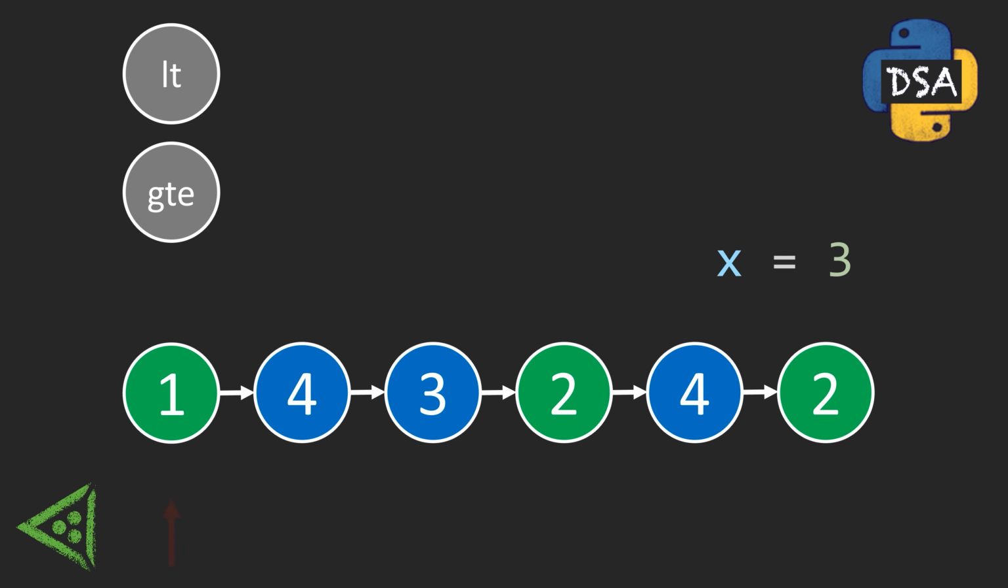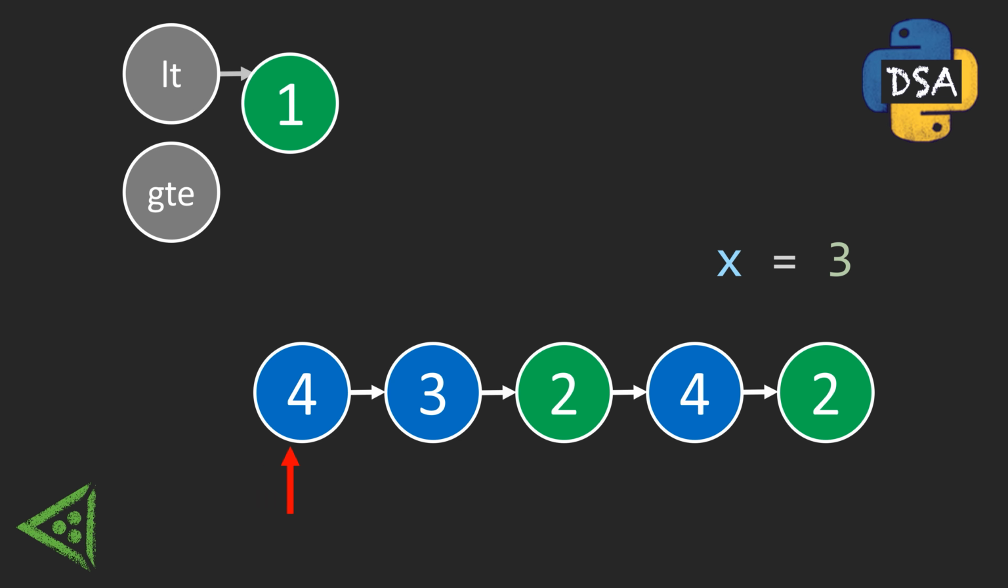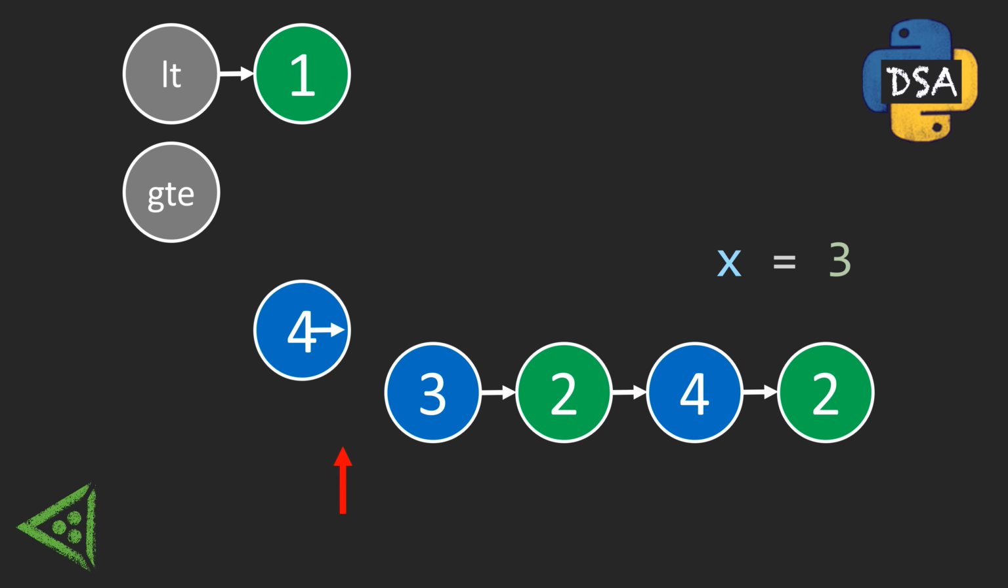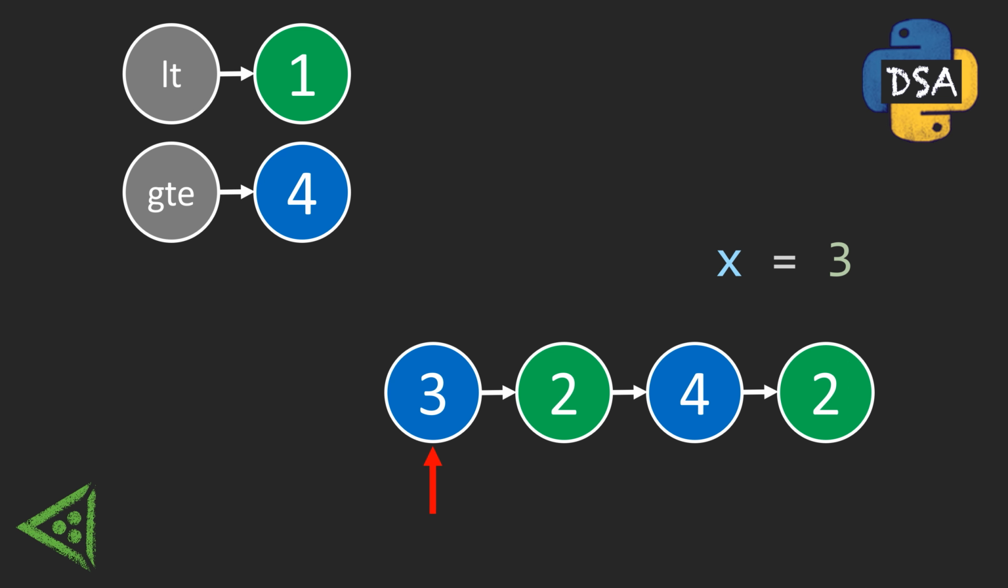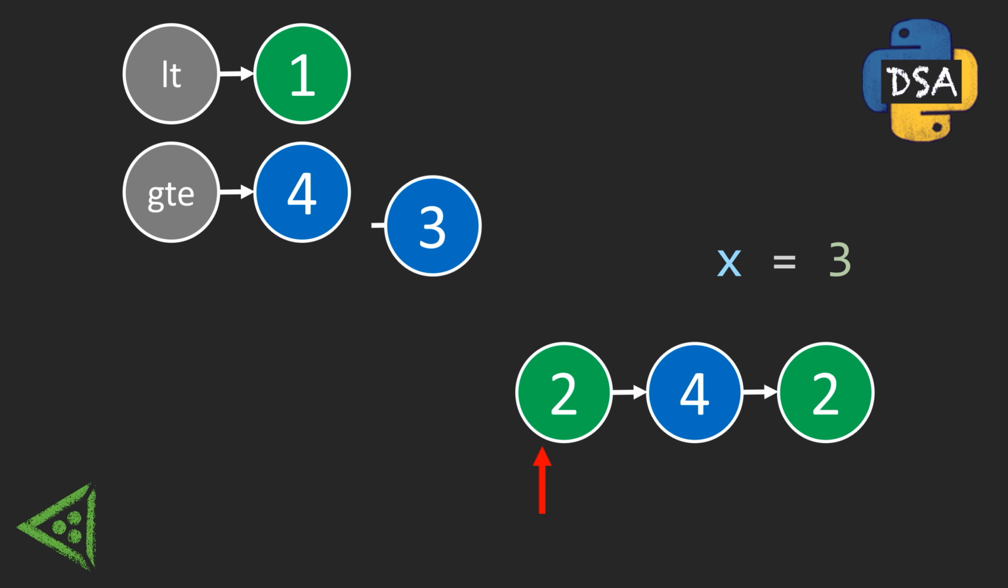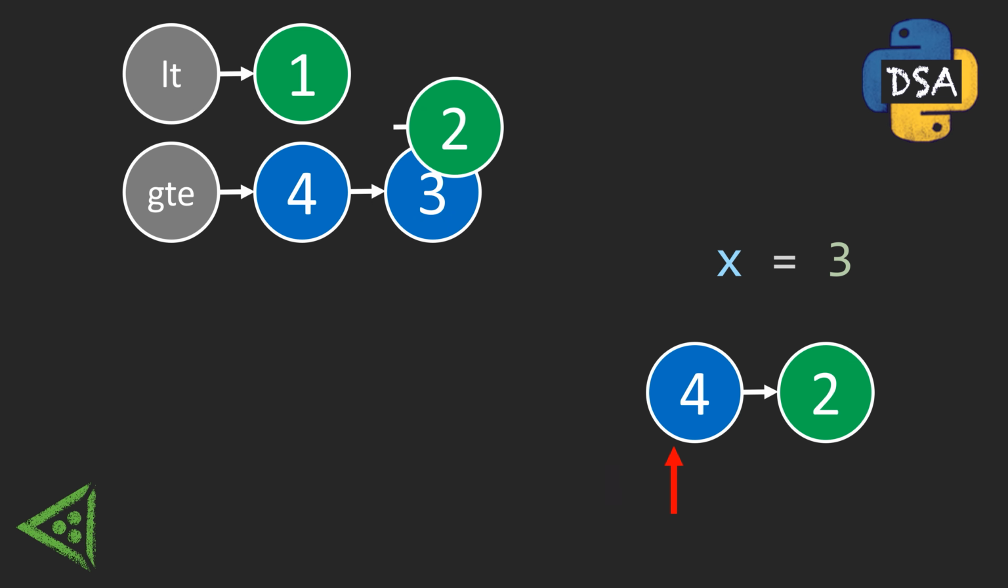We now traverse the list, checking each node to find the partition it belongs to. In this case, 1 is less than x, so we move it to the LT list. 4 is greater than x, so we move it to the GTE list. 3 is equal to x, so it goes onto the GTE list as well. Then we repeat this process for the remaining nodes.